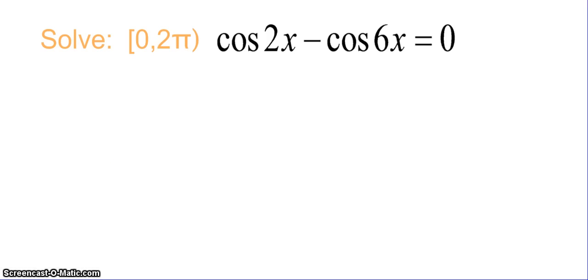Next one, I want you to solve between 0 and 2 pi, so you're looking for specific solutions. Cosine of 2x minus cosine of 6x equals 0. I will give you a hint. I would use the sum to product identity. Pause the video, unpause when you're ready to check your work.